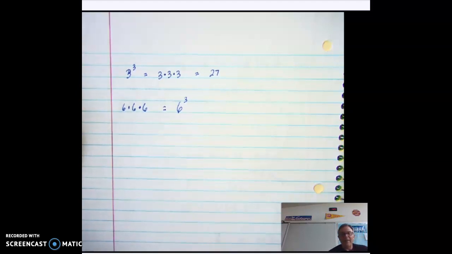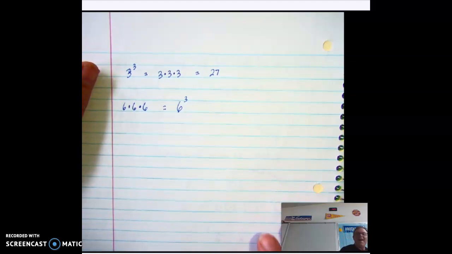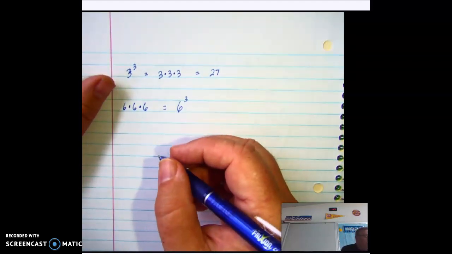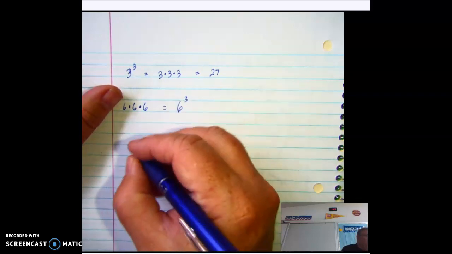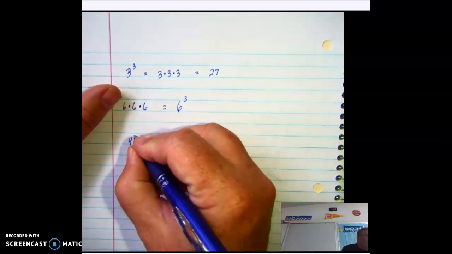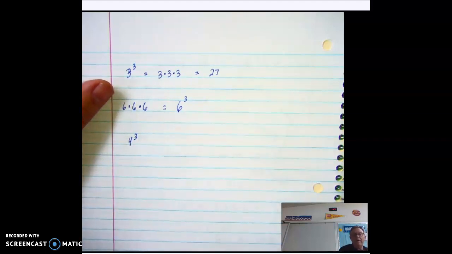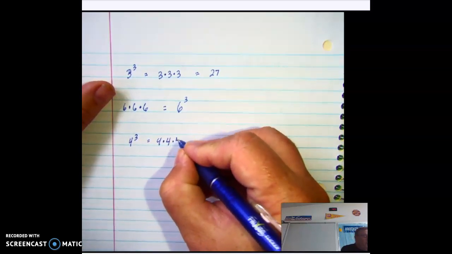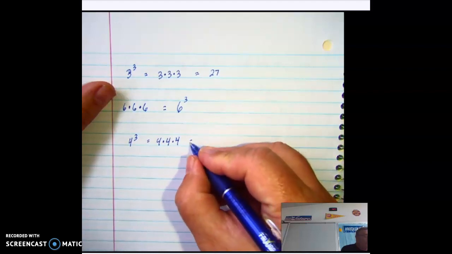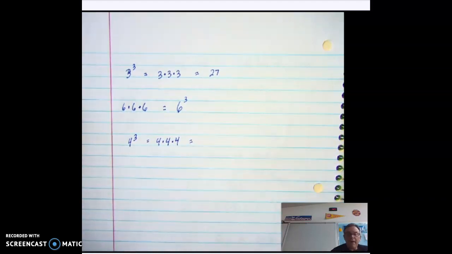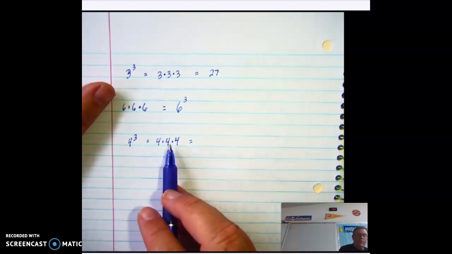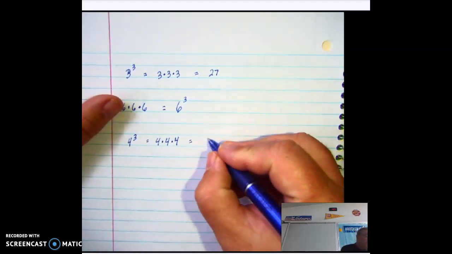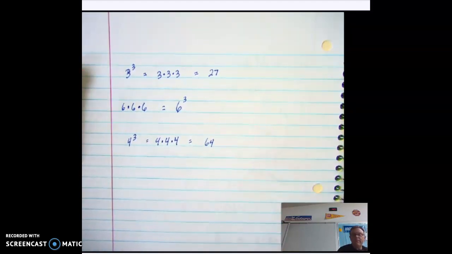All right, good job, everybody. Not quite. I'm going to give you one other power that I want you to solve. So if I gave you 4 to the 3rd power. So that's the same thing as 4 multiplied by 4 multiplied by 4. What do you think that my answer is going to be if I solve it? And you're right. 4 times 4 is 16. 16 times 4 is 64. Okay, everybody. Good job.